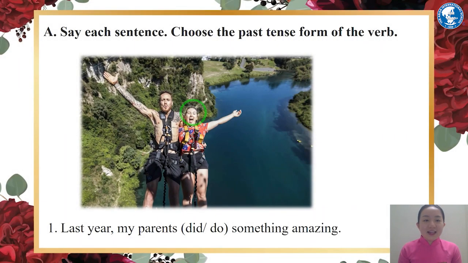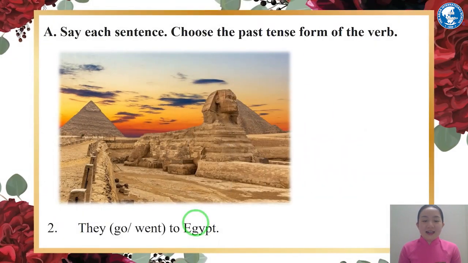A. Say each sentence. Choose the past tense form of the verb. Number 1. Last year, my parents did or do something amazing. You have 3 seconds to think about the answer. My answer is did. Very good. Next. Number 2. They go or went to Egypt.